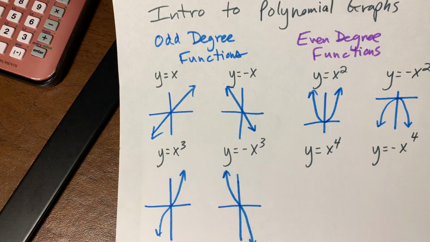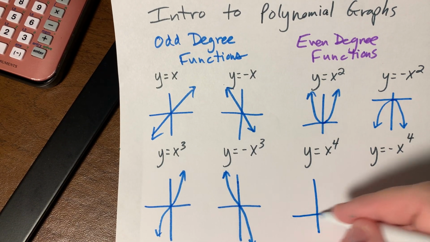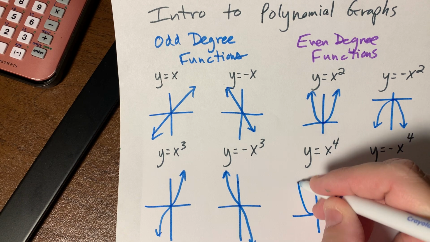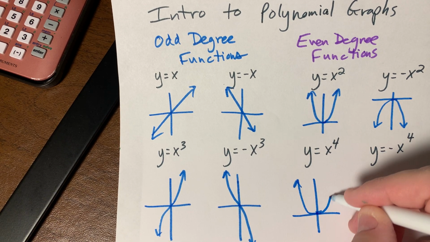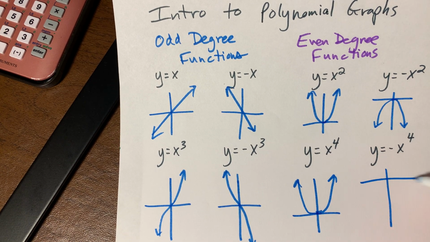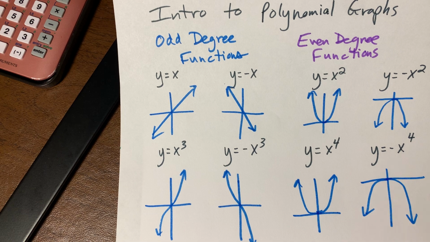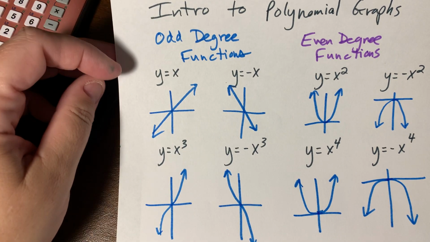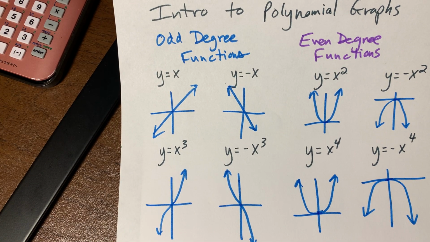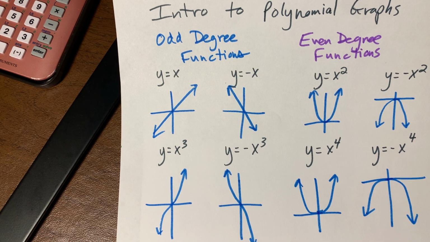When you have x to the fourth, it's going to look very similar, except it's going to be a little bit flatter down here. And if it's negative, it's going to flip and be a little flatter. So the larger the degree, the flatter this is going to be when you look at it. And if you want to explore it, you can look at a calculator and pull up exact points.